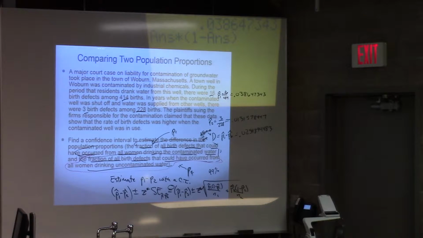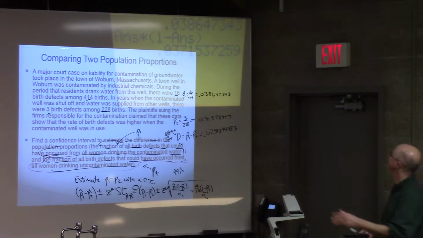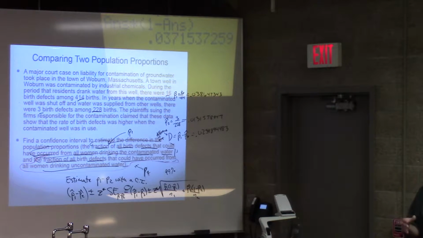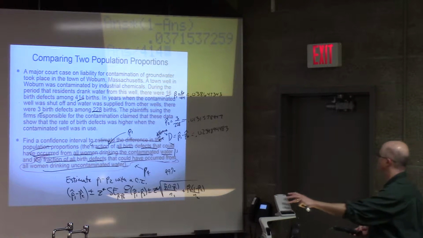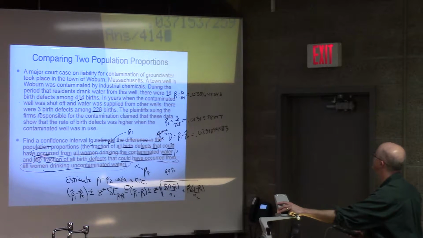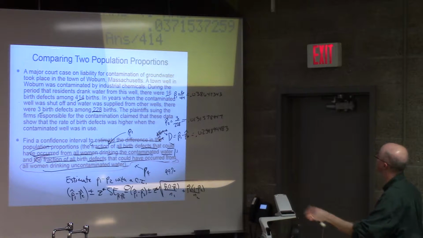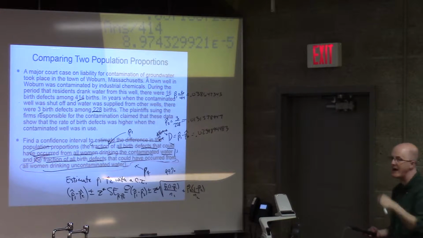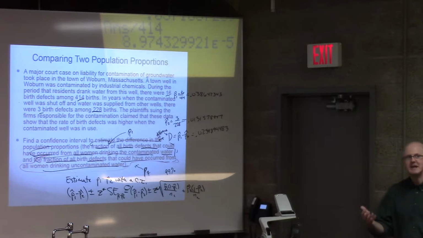So that's P1 hat times 1 minus P1 hat. It's that. You might want to write that number down. You're going to divide that by 414. You might want to write this number down. Certainly, write this next number down. It's going to be pretty small, probably in scientific notation: 8.974 times 10 to the negative 5. You can write it in scientific notation on the test.